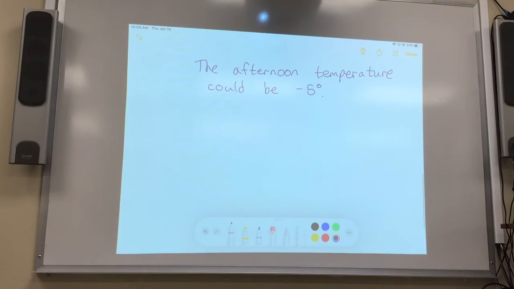Scroll that up a little bit. Okay, what about a number line? This gets tricky when we're working on our negatives. So the temperature in the afternoon was -5 degrees, so I'm going to put -5 in the middle.